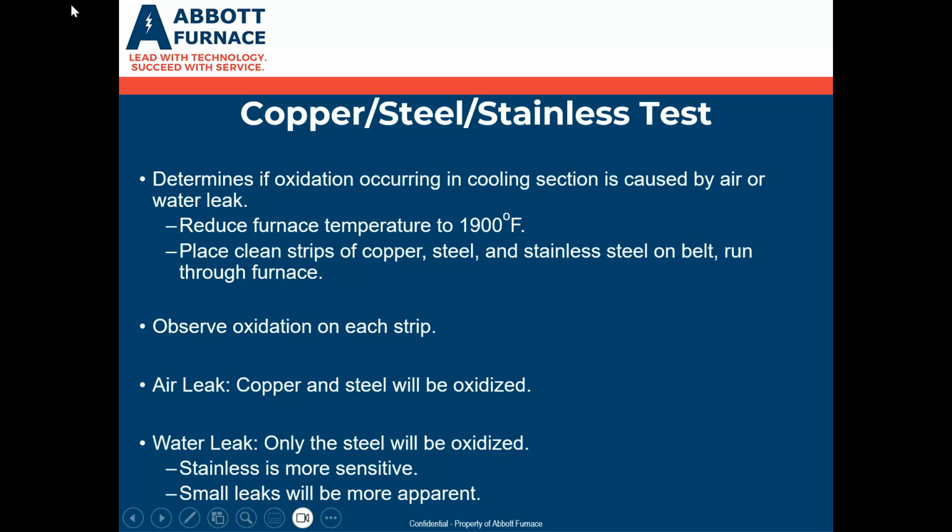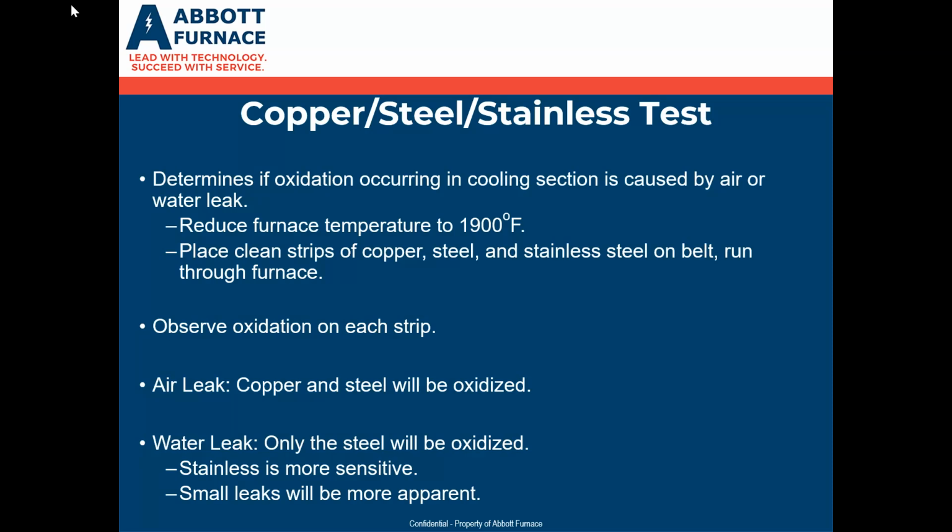A couple of troubleshooting tools we use here. People will call in and say their parts are coming out oxidized. They're not sure. They'll think they have a water leak, or they'll think they have an air leak. This is just one of the tools we use to help determine if we are looking at air or water. So the process is we reduce the temperature to 1900 in the hottest parts of the furnace.